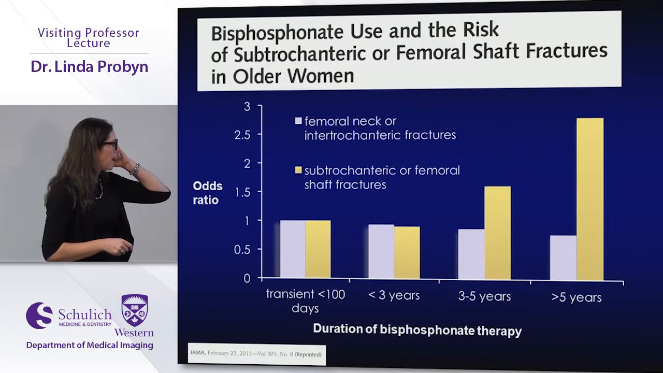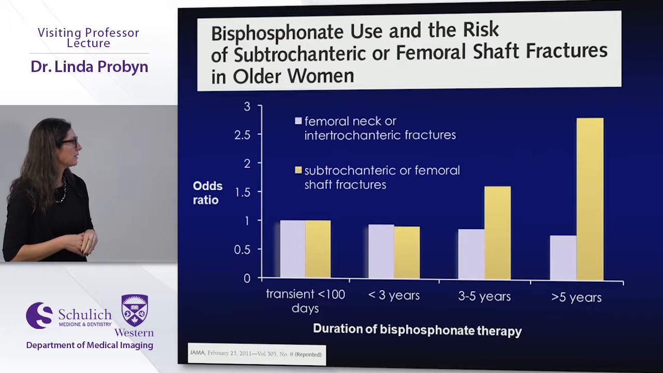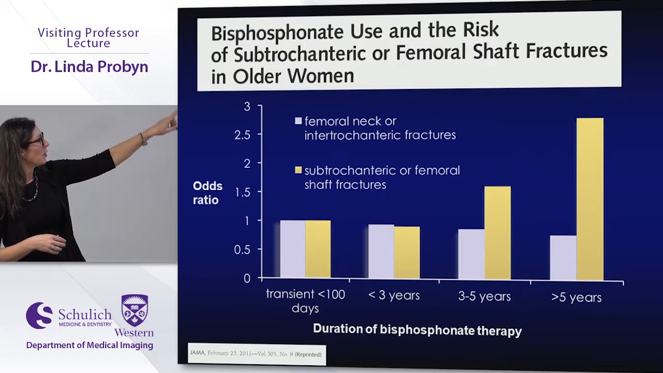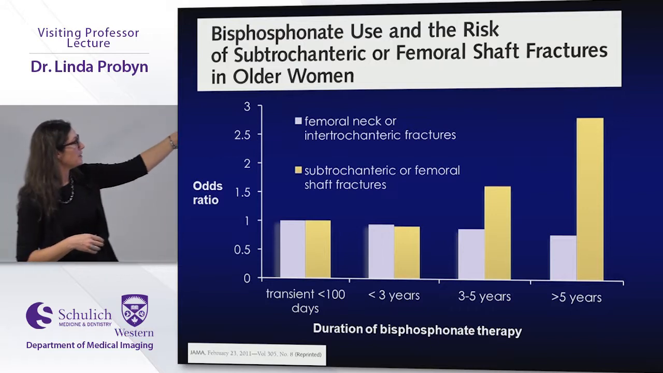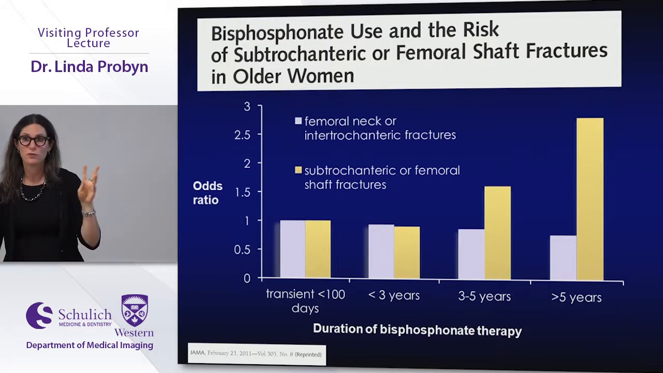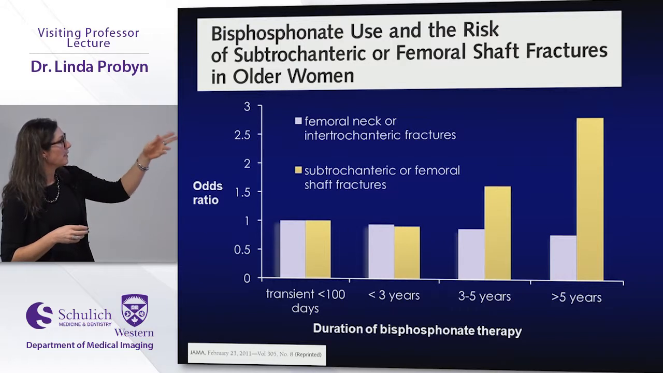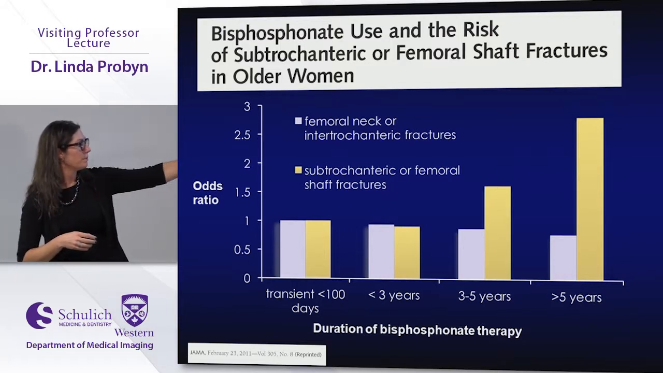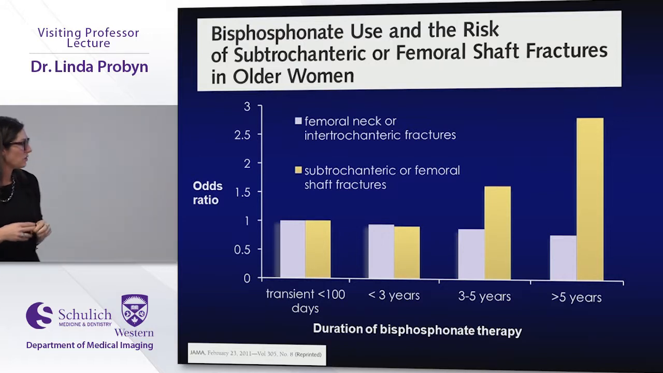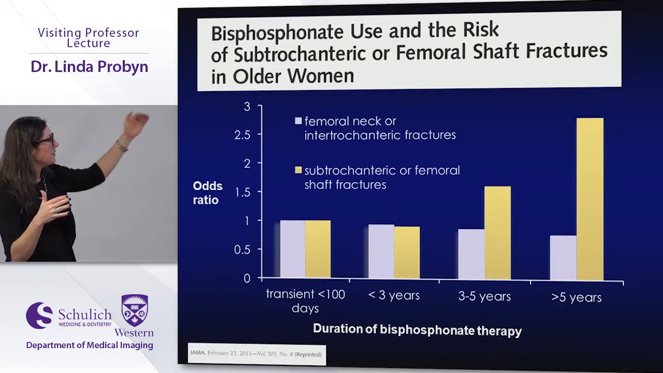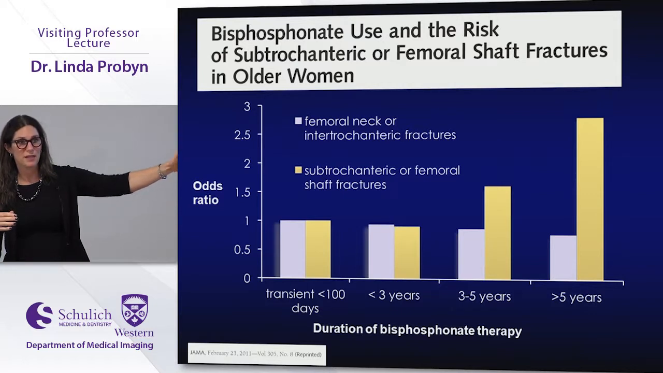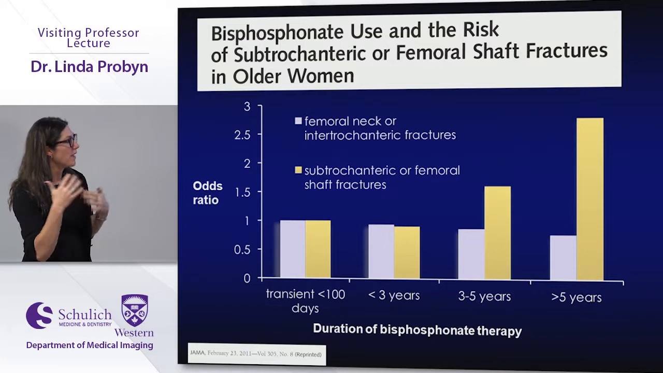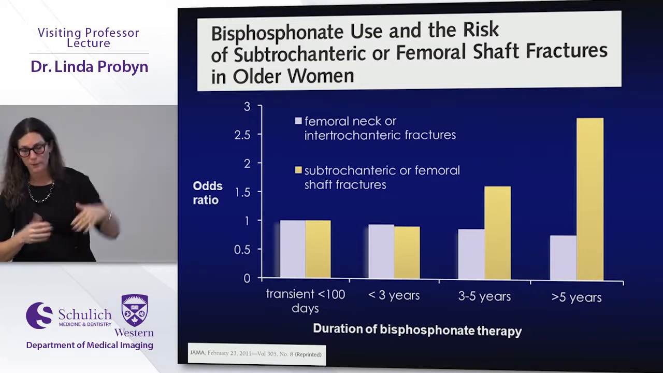Here's just another study. This is from JAMA in 2011. And this is just showing you here, the bars are showing the purple to the left is the femoral neck or intertrochanteric fractures, so the sort of typical fractures. And then the yellow is the subtrochanteric. So you can see, and this is the amount of time on bisphosphonates. As they were on bisphosphonates, the typical femoral fractures were going down slightly, but these atypical or subtrochanteric, they weren't called that at the time, now we call them atypical femoral fractures, were going up.